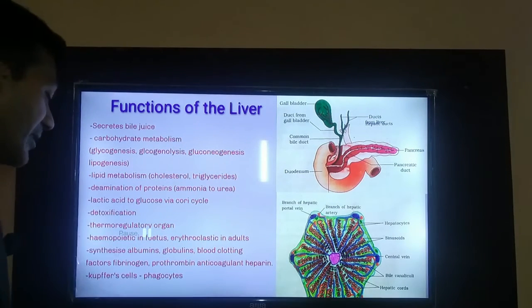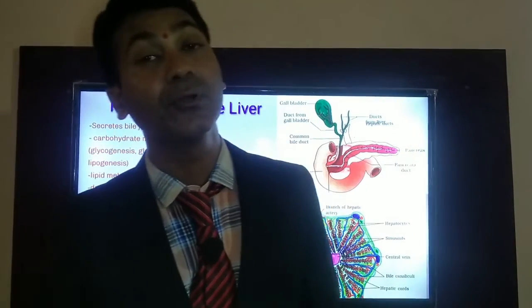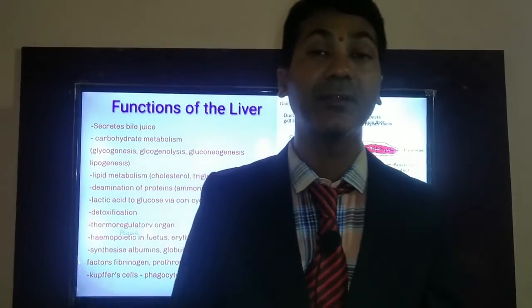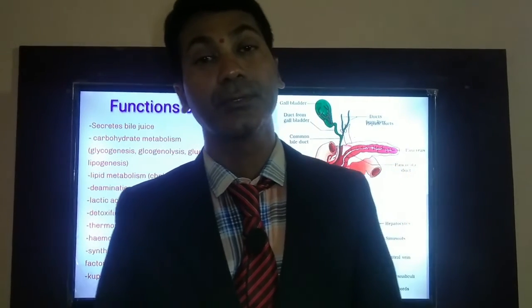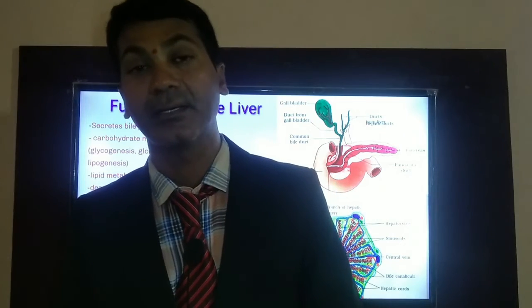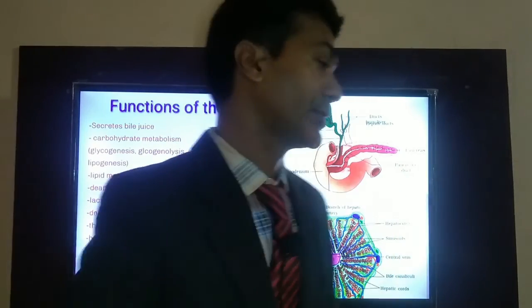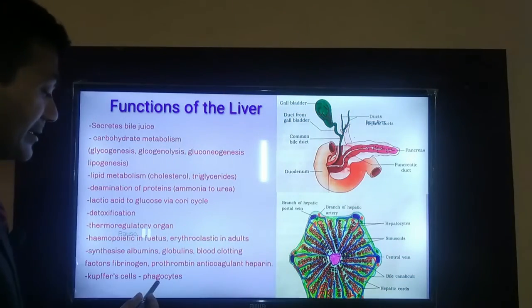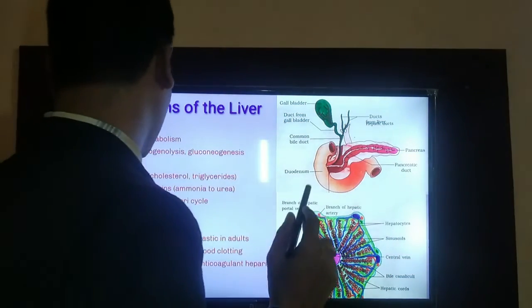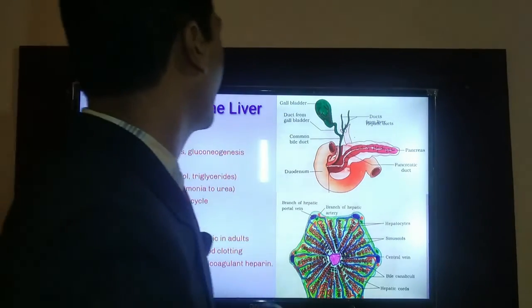And the last one, Kupffer cells, phagocytes. So macrophages are monocytes. When they enter the liver, they are modified into Kupffer cells. So Kupffer cells are the cells which act as phagocytes, which engulf the bacteria and some of the foreign bodies. They send them out from the body. So such Kupffer cells are called hepatomacrophages or phagocytes. So these are the functions of the liver.